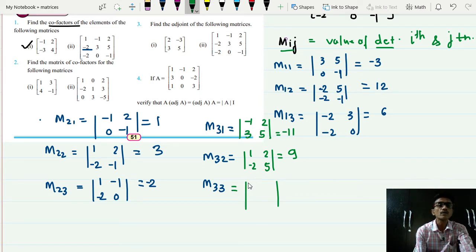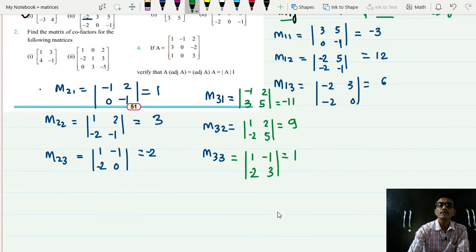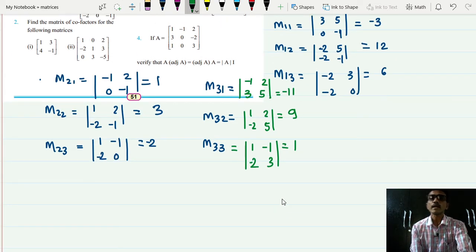Third row and third column we delete. What are the remaining elements? 1, minus 1, minus 2, 3. We'll expand it. Its expansion will be 3 minus 2, that is 1. So thus we are getting all 9 minors. So we will write all 9 minors.